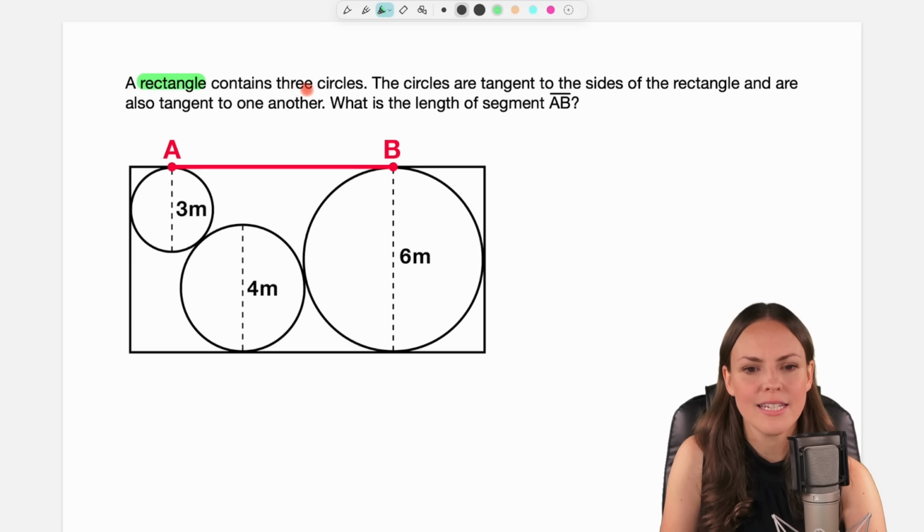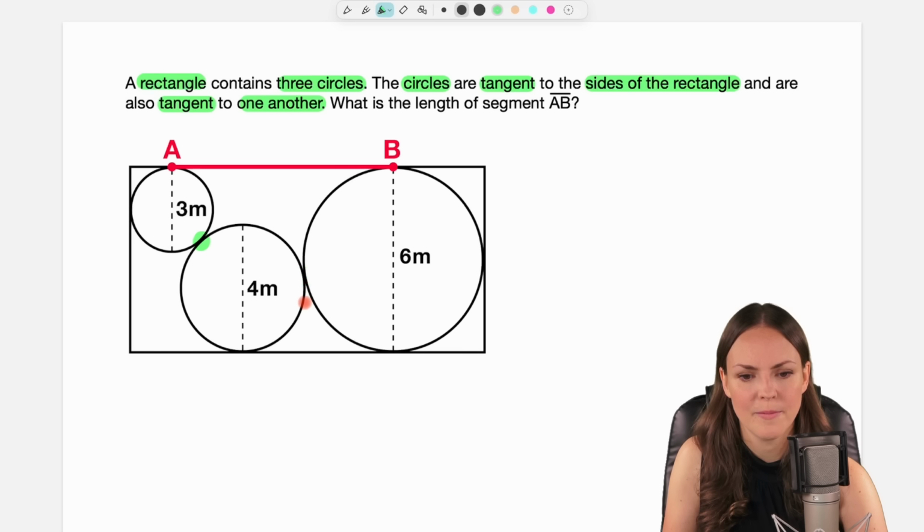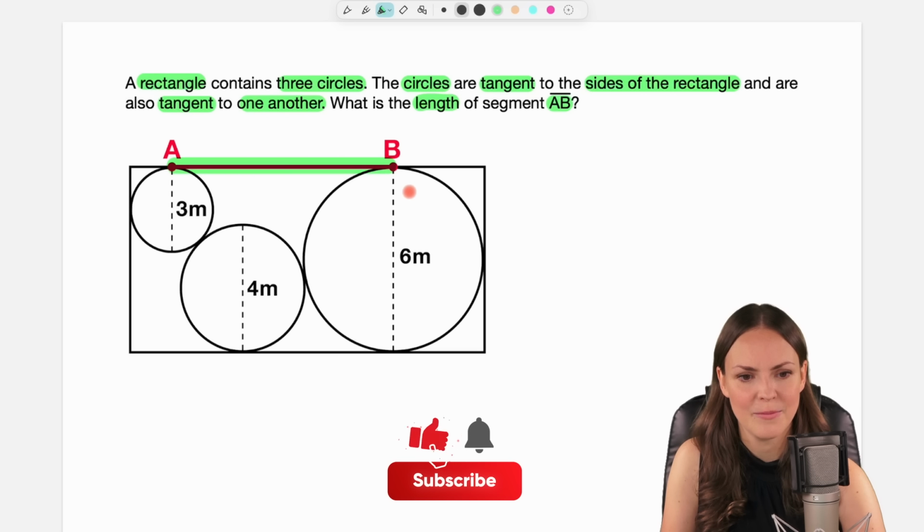A rectangle contains 3 circles. We can see the rectangle here, and inside we have these 3 circles. The circles are tangent to the sides of the rectangle and are also tangent to one another. So these circles touch the sides of the rectangle here everywhere, and they also touch each other here and here. What is the length of segment AB? We have to find this length here.